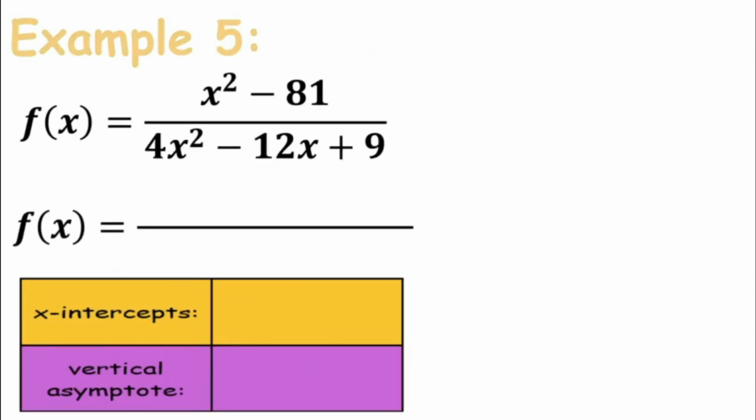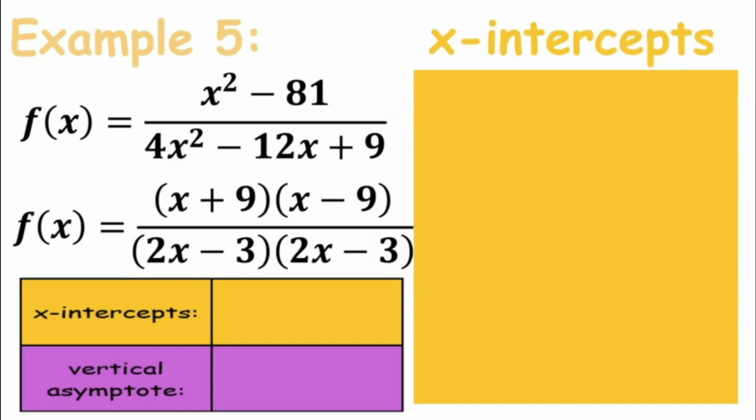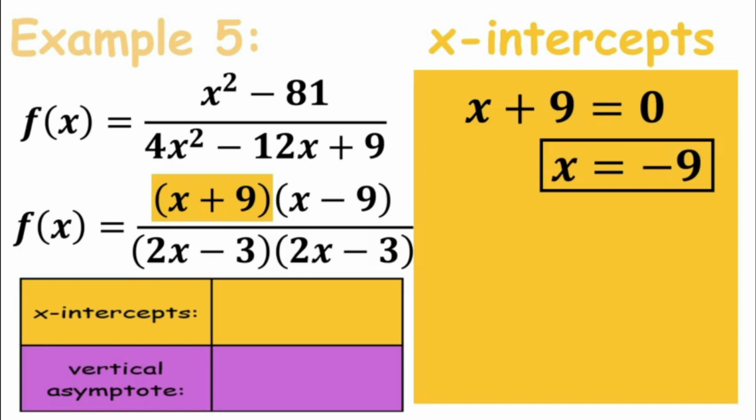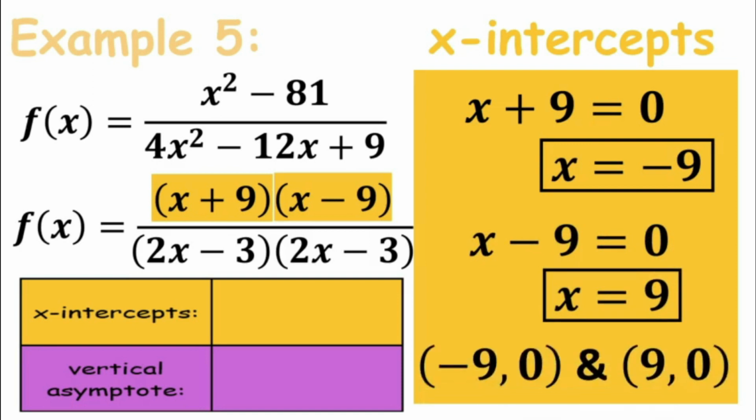Example 5. The factored form of the numerator is x plus 9 times x minus 9, and the factored form of the denominator is 2x minus 3 times 2x minus 3. For the x-intercept, we have x plus 9 is equal to 0. Transpose positive 9, we have x is equal to negative 9. And x minus 9 is equal to 0. Transpose negative 9, we have x is equal to 9. The x-intercepts are (negative 9, 0) and (9, 0).